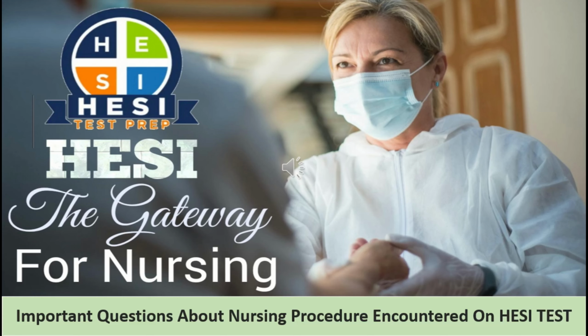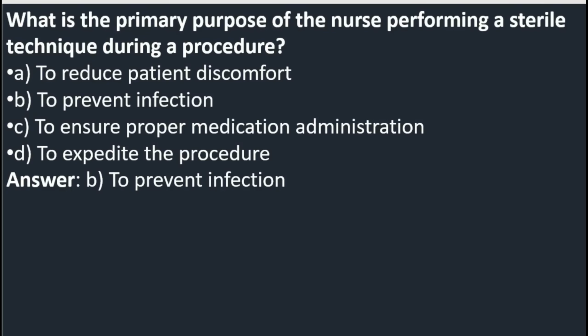In today's lesson, we will discuss some important questions about nursing procedure. Question 1. What is the primary purpose of the nurse performing a sterile technique during a procedure? Option A. To reduce patient discomfort. Option B. To prevent infection. Option C. To ensure proper medication administration. Option D. To expedite the procedure. Answer is B. To prevent infection.